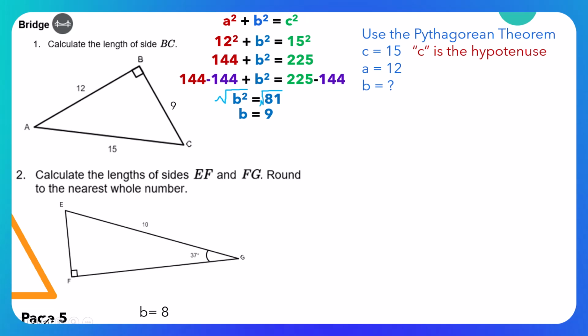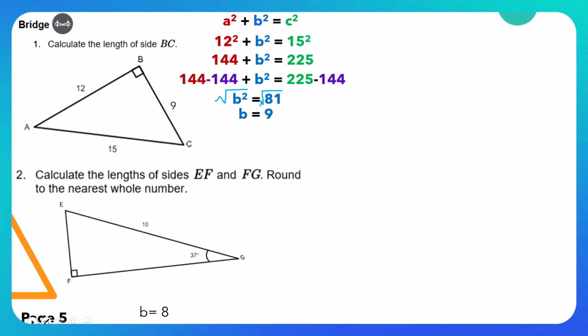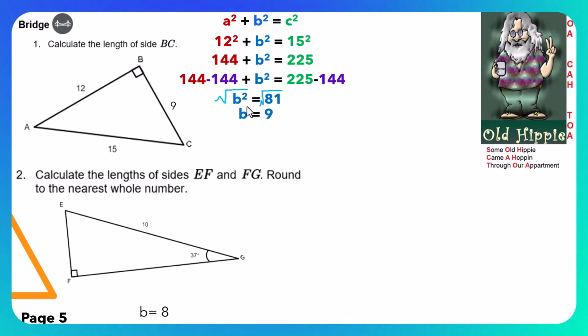Now looking at question number 2, we have the hypotenuse. That's 10, the longest side, the side opposite the right angle, but we don't have the legs, so we want to find both of those legs. What we do have is an angle of 37 degrees. So we're going to have to use our trig ratios, SOHCAHTOA.